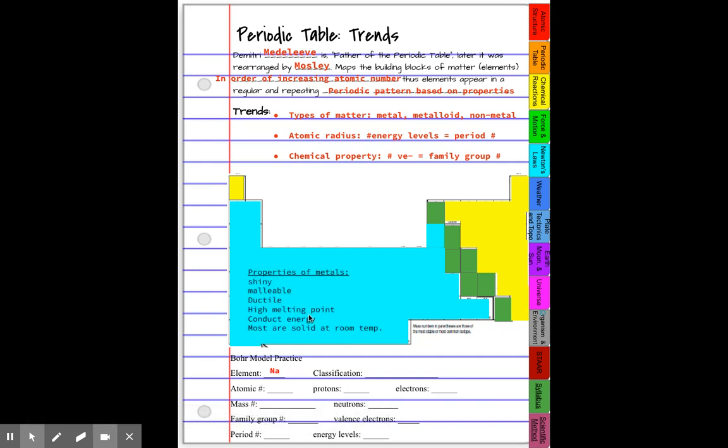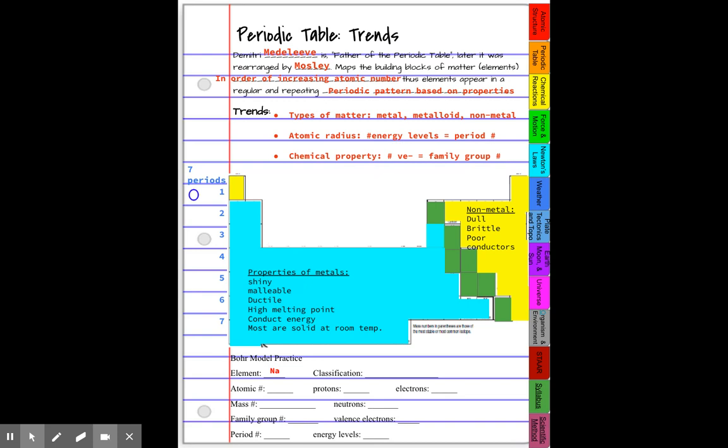So properties of metals are they're shiny, malleable, ductile, high melting point, conduct energy, like electricity or heat. Most are solid at room temperature. And you can pause this to write all that down, of course. Nonmetals are dull, brittle, and poor conductors. Metalloids are the green. You can write the word metalloid there. You can put a text box if you want.